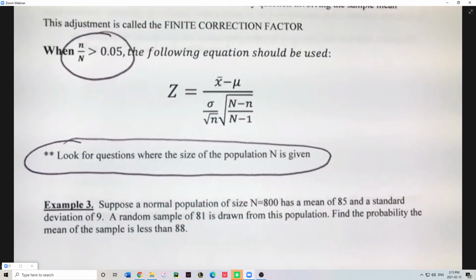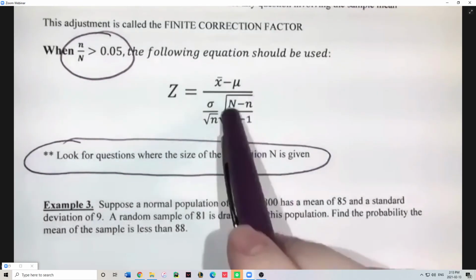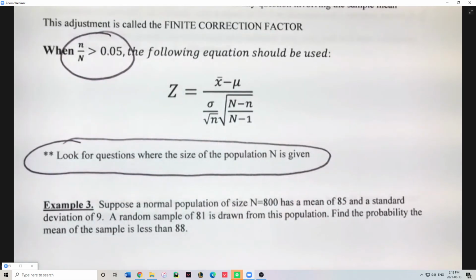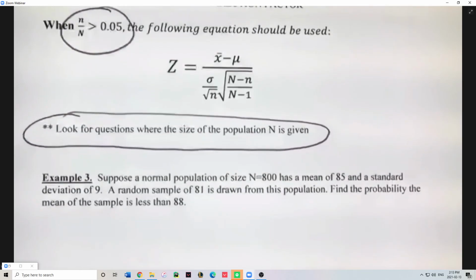One of my students in my tutoring got a question on one of their question sets where they had a confidence interval and they made them add this into it because they had the population size. So watch for that as well when you get to confidence intervals.